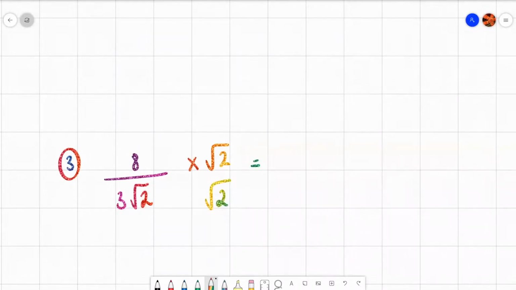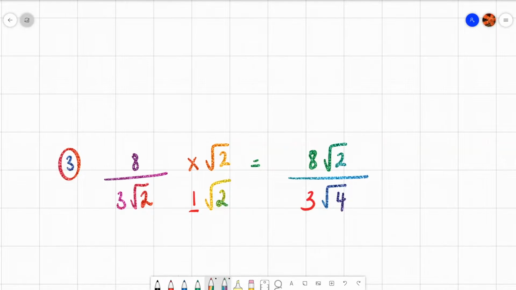So 8 times root 2 is just 8 root 2. Now, the bottom here, you times the square roots together. So square root 2 times square root 2 is just square root 4. Well, the number in front of the square root 2, the invisible number, is 1. So we times the outside numbers together. So 3 times 1 is 3.